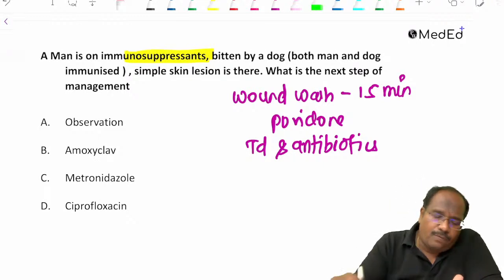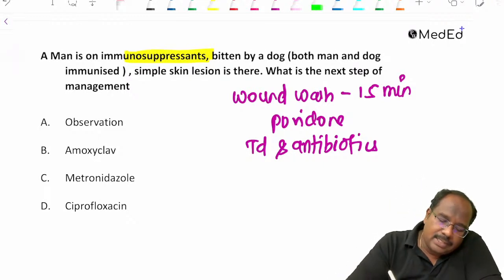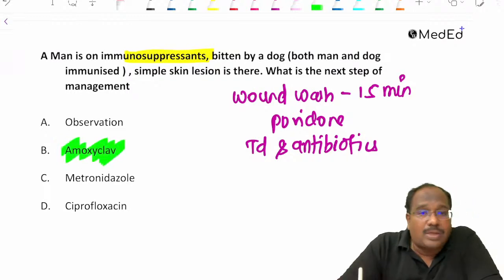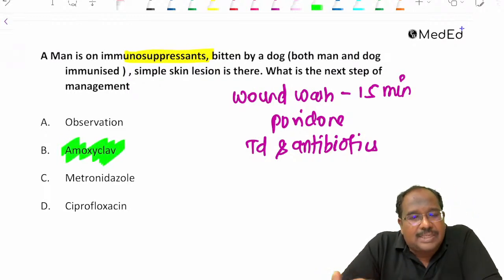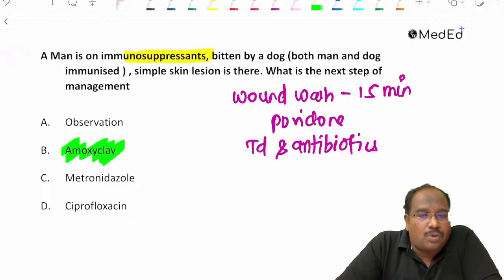So what is the antibiotic? You can answer it. The antibiotic you can go for is amoxiclav. This is the last exam question. So it is better to go for amoxiclav.